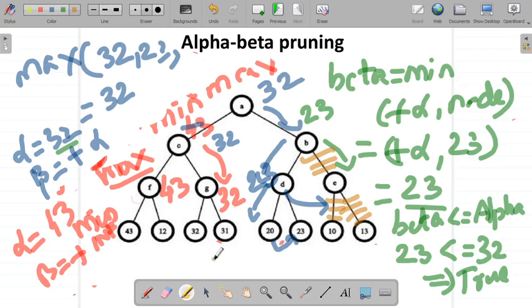So this is the example for how we should do alpha beta pruning in artificial intelligence.